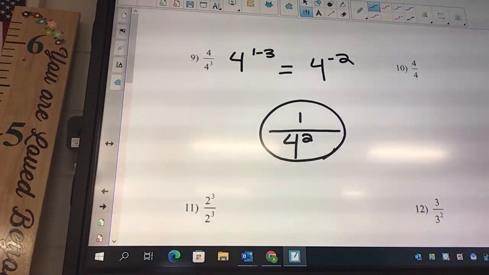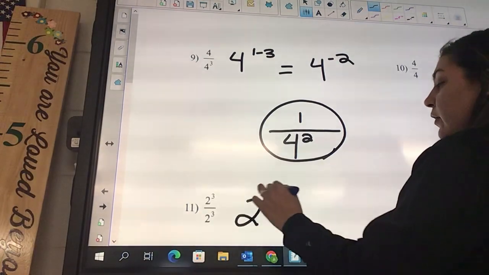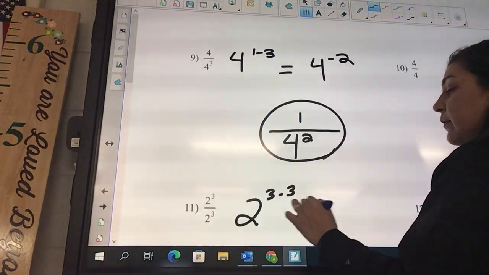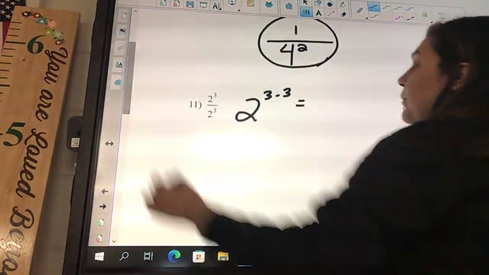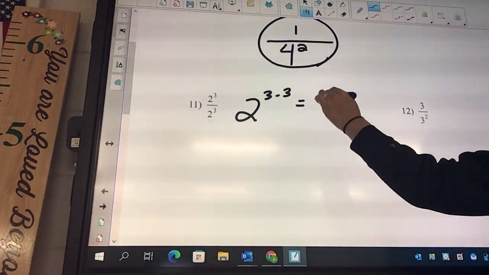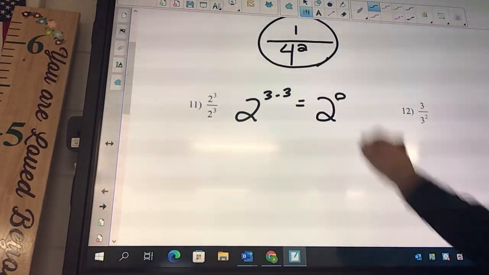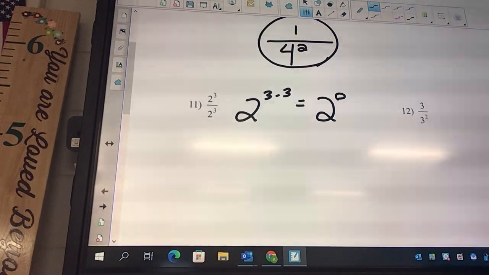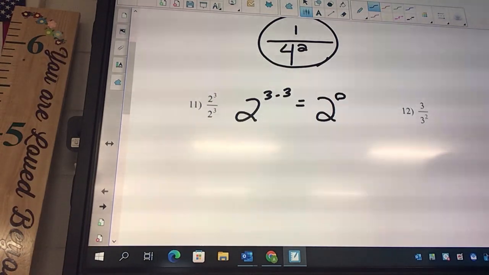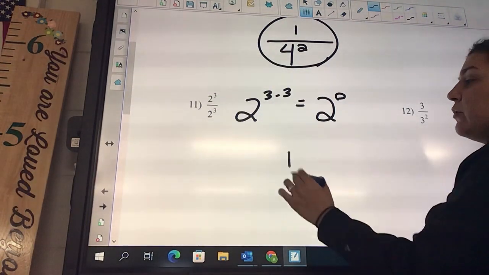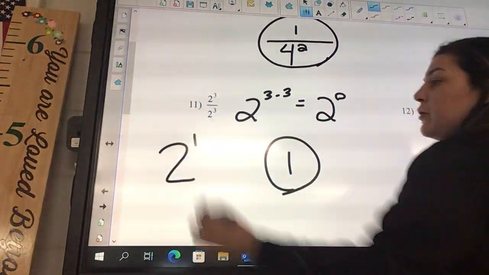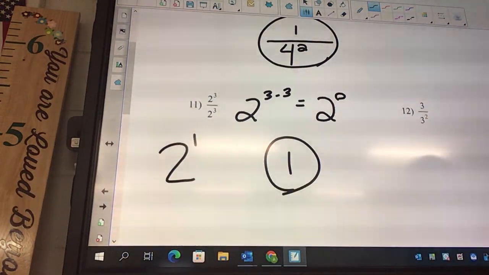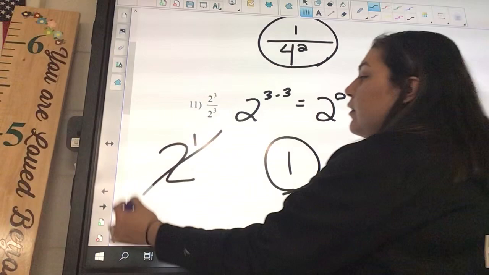Okay, 11 is going to be 2 to the 3 minus 3. What's 3 minus 3? 0. What is 2 to the 0? 1. For the love of God, stop writing 2 to the 1. Do not write this. A bunch of you guys keep doing it still. It's not 2 to the 1. Okay, it's just 1.